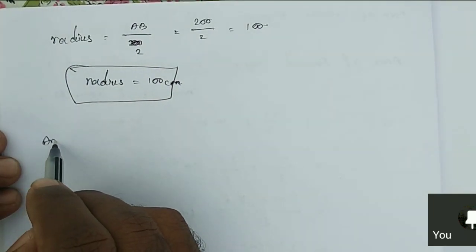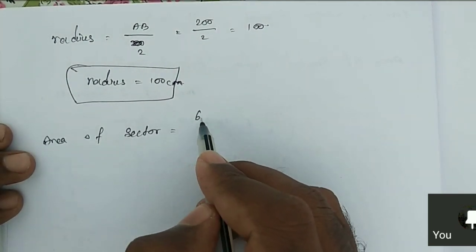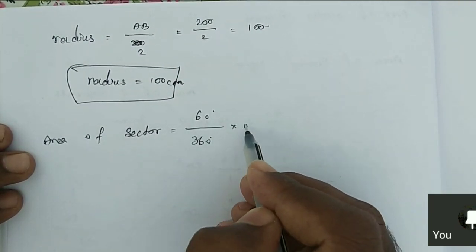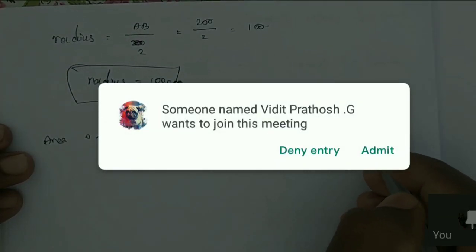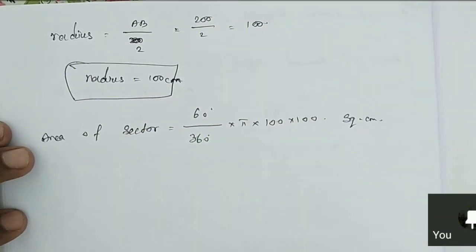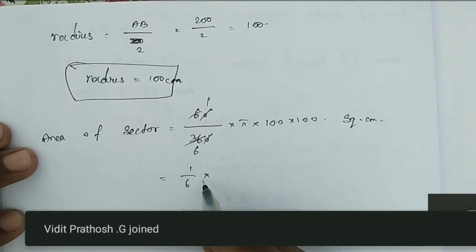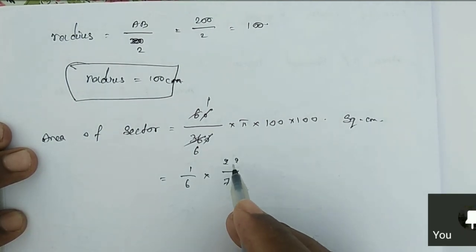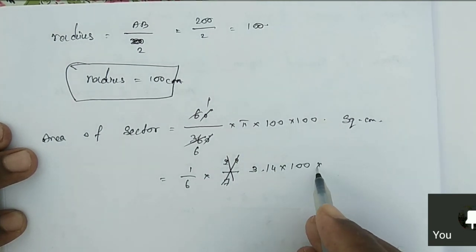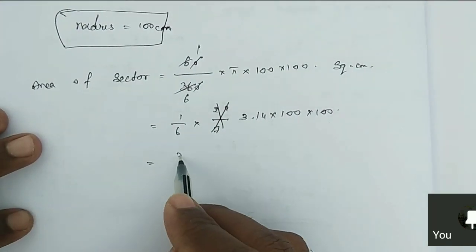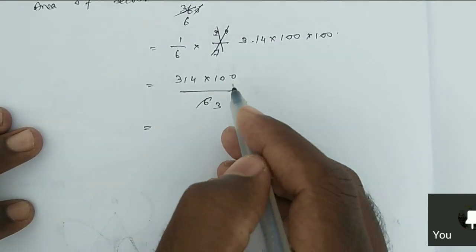So area of sector equals theta by 360 into pi into r squared, with theta 60. R squared is 100 into 100, right? Okay, now 0, 0 cancel. 1, 6 are 6, 6, 6 are 36. So 1 by 6 into 22 by 7, that is 3.14, into 100 into 100. Now you can multiply 314 into 100 divided by 6. Then you can cancel it, 3 2s are 6, 50.